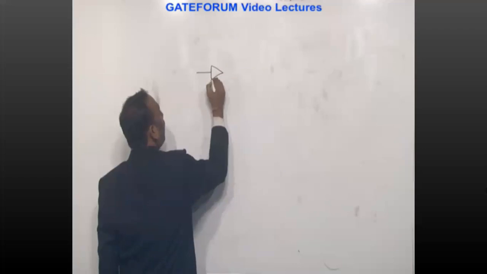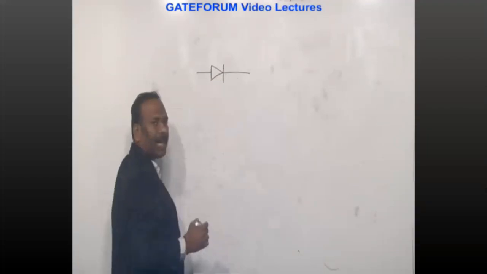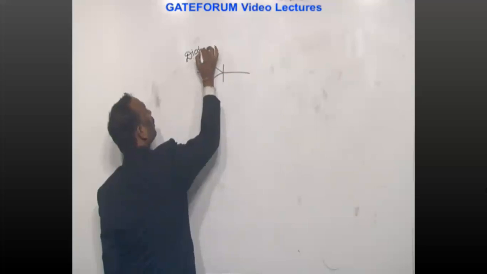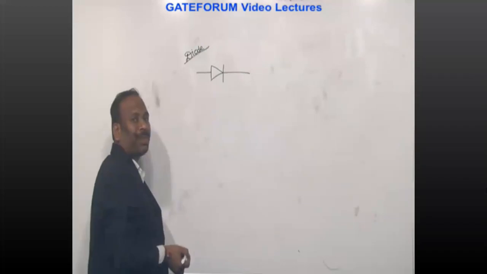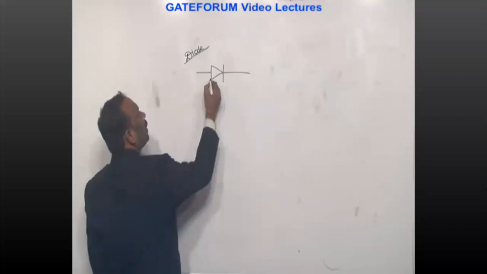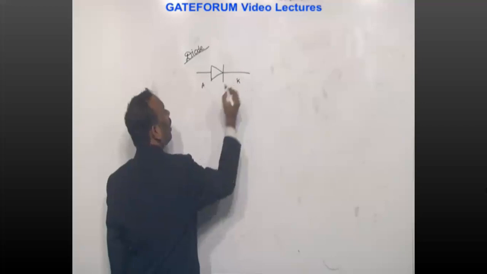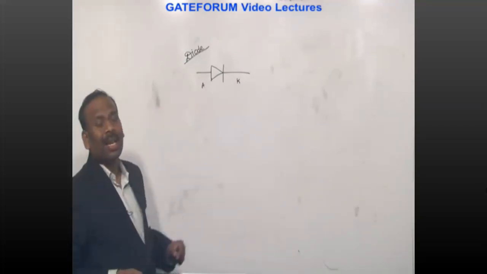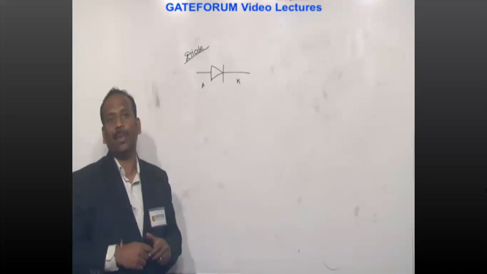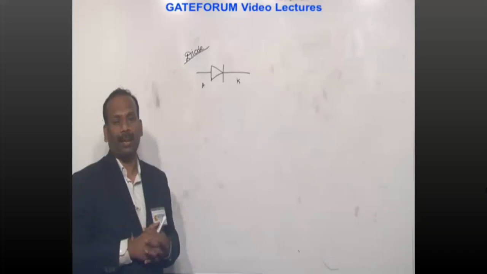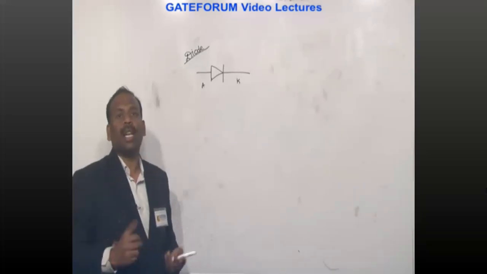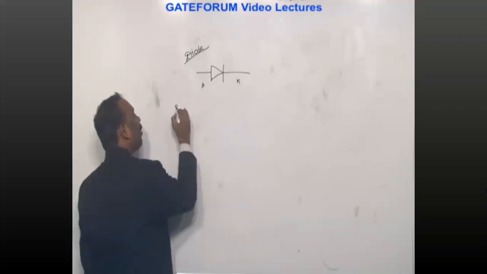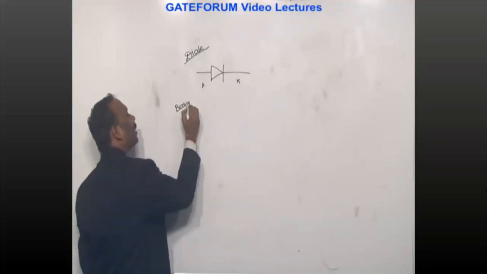This p-n junction is denoted as a diode. Diode means it's a two terminal device. This is called anode, this is called cathode. Under unbiased, open circuit condition, current is zero because of the barrier. So what is the use? Current is zero. No use. Therefore, what we are going to do is go for biasing.